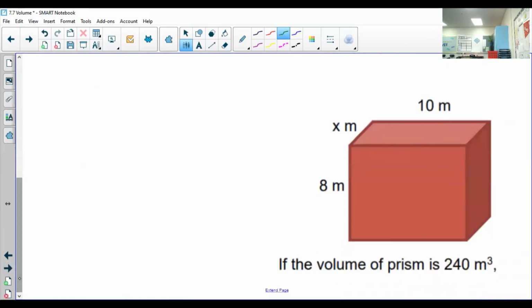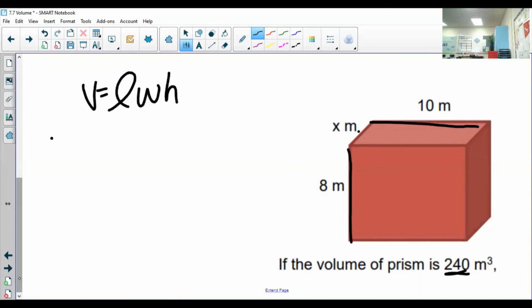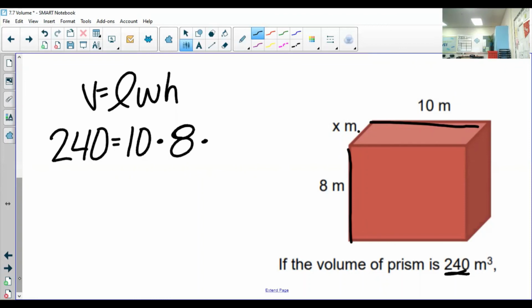Okay, here we go. If the volume of the prism is 240, what is the missing dimension going to be? Okay, so we've got a height, we've got a length, we're just looking for the width. And again, it doesn't really matter where you put the numbers because we're just multiplying all three of them together anyways. Okay, so my volume is 240. So I'm going to put that right here. Equals my length, which is 10, times my height, which is 8, times x, because that's what they have. So we'll do 10 times 8 times x.